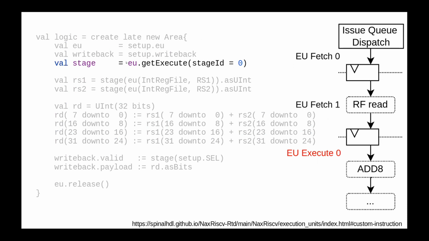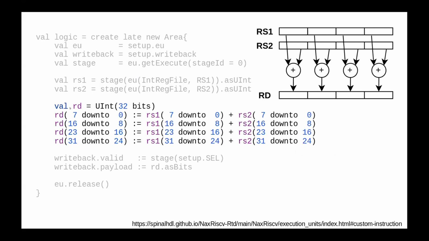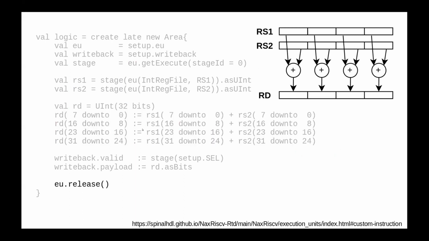And here we ask the execution unit to provide us the elaboration time reference of the execute stage 0. And this will give us a stage from the pipelining API. And on that stage, for instance, we can retrieve register source 1 and register source 2. And then we can do our regular SpinalHDL hardware. We do our processing. And once we did everything, then at the end, we release the execution unit lock.